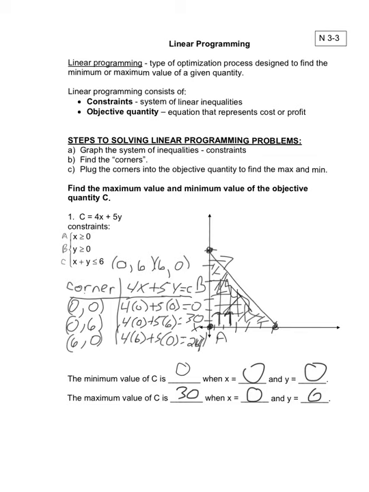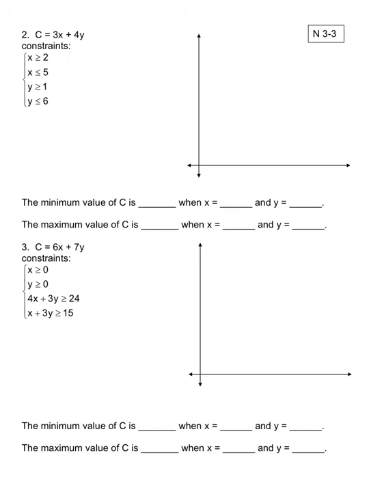Moving on to number 2. Same thing. We have our different graphs here. The first one is saying X is greater than or equal to 2. So I'm going to go on my X-axis. 1, 2. And it's a solid line. So I'm drawing a solid line going through 2.